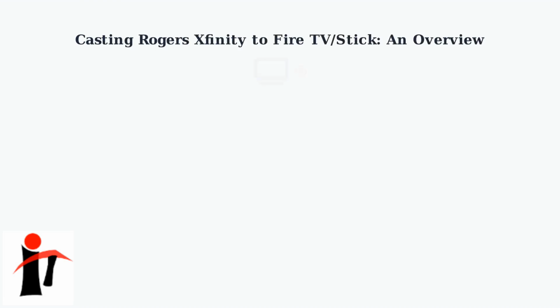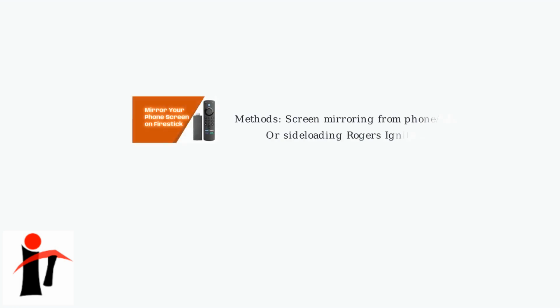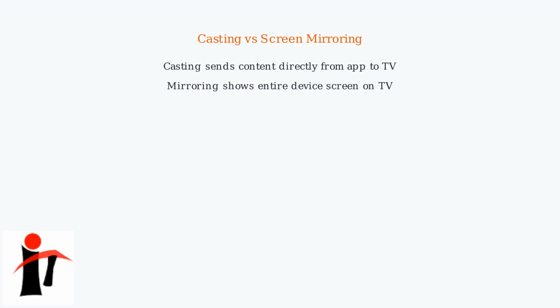Let's explore how to get Rogers Xfinity content onto your Fire TV or Firestick. As of November 11th, 2025, this involves using Rogers Xfinity services. You'll use the Xfinity Stream app if accessing Xfinity services, or the Rogers Ignite app if you're in Canada using Rogers services. Direct casting isn't natively supported. Instead, rely on screen mirroring from a smartphone or tablet, or sideloading the Rogers Ignite app. We'll cover installation, activation, and streaming methods.